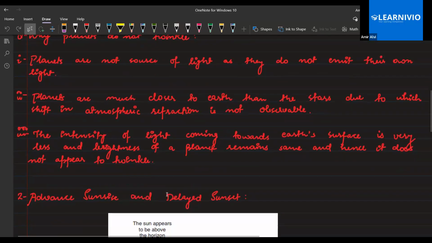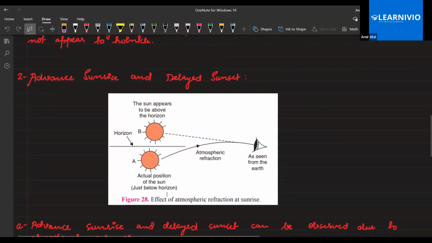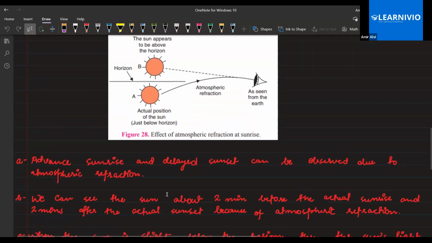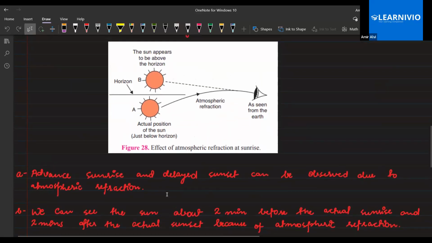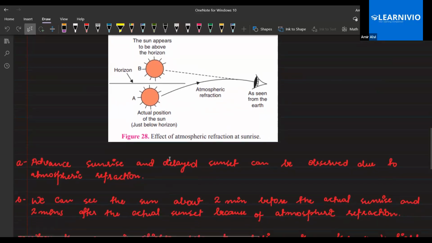Yes, sir. Good. Now let's talk about advanced sunrise and delayed sunset. Such things also happen due to atmospheric refraction. We can see the sun before sunrise as well as after sunset due to atmospheric refraction. So this is the figure. You can see this. The actual position is this, but due to the refraction, the sun appears to be above the horizon before sunrise as well as after the sunset.